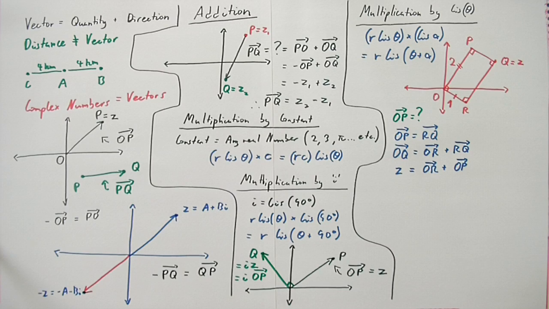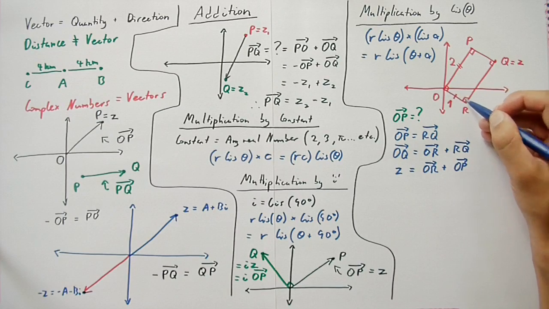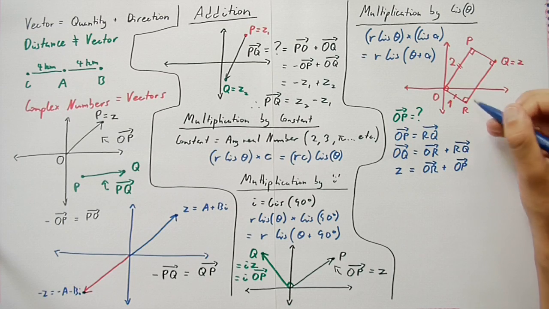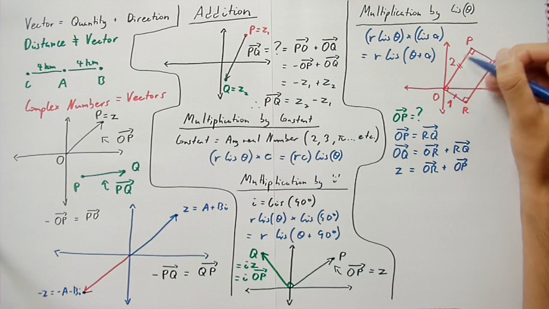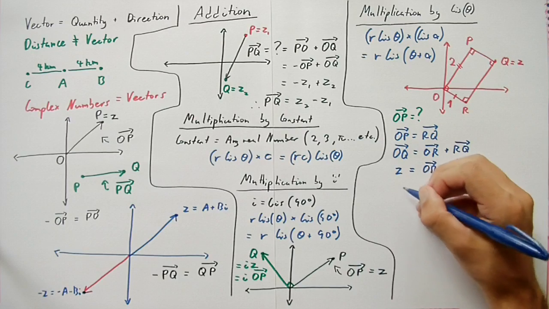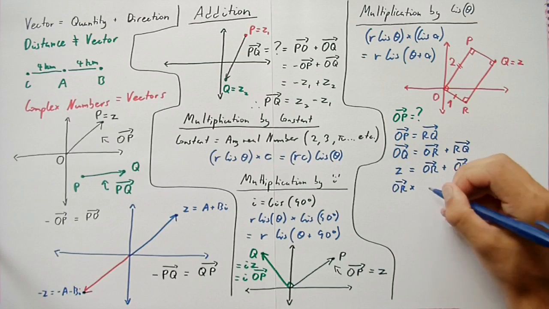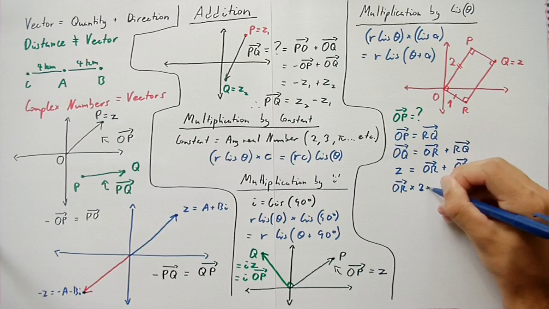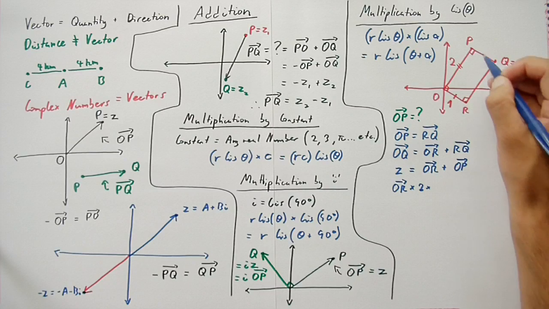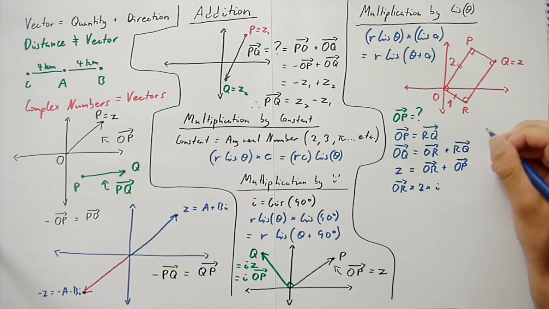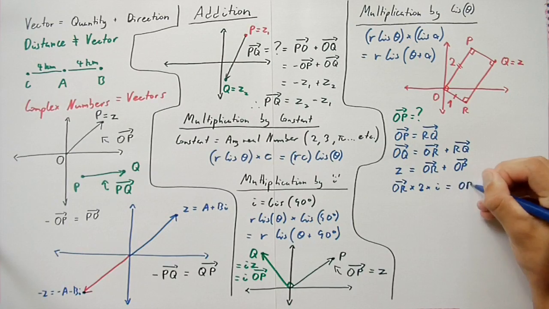For one, we know that O going to P is twice as long as O going to R, and the direction of O going to P is the same as O going to R's rotated 90 degrees anti-clockwise. So that means using what we learned about multiplication of vectors, if we take O going to R and double its length by multiplying it by 2, and then rotate it 90 degrees anti-clockwise by multiplying it by i, then we get the vector O going to P.